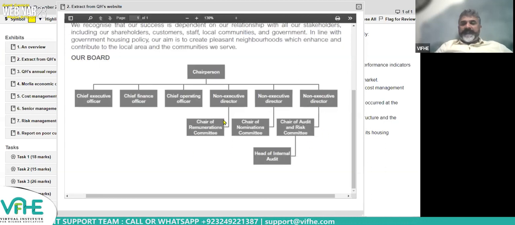What is the second layer? This non-executive director is the chairman of the remuneration committee. This non-executive director is heading the nominations committee. And this NED is heading the audit and risk committee. And the internal audit reports to the audit and risk committee. Very nice.